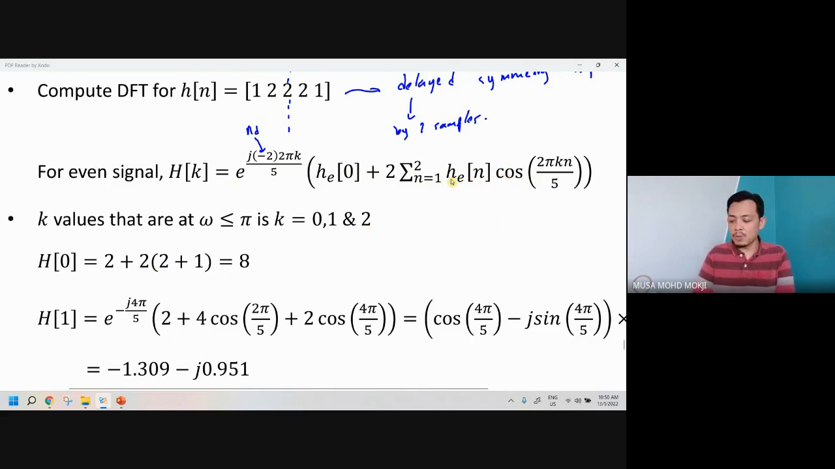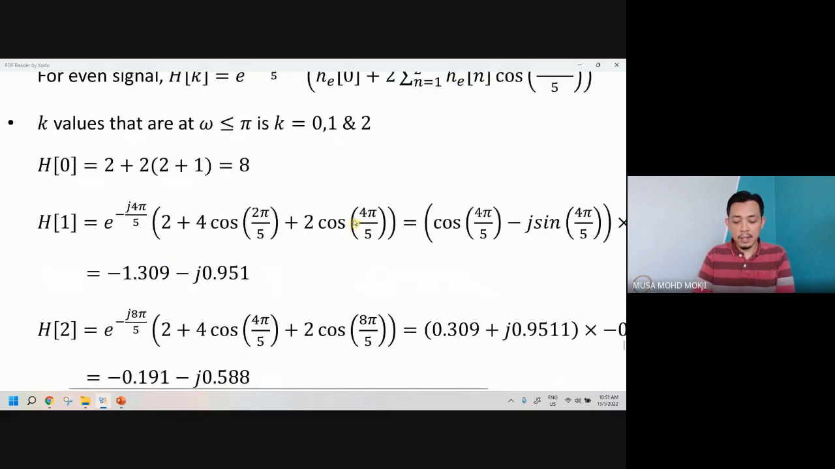Okay, I don't want to get confused with this formula. So actually, this is a 2, and then this is 2 plus 1, because we have two things here. One is HE1, another one is HE2. So HE1, this is 2, and then HE2, this is 1. So 2 plus 1 multiplied by 2, and then plus 2, you will get 8 for H0.